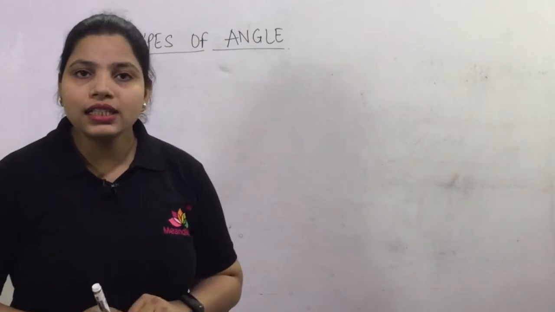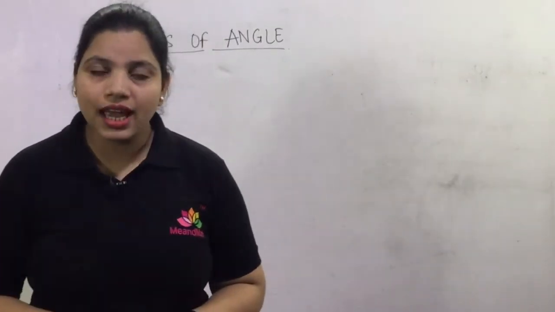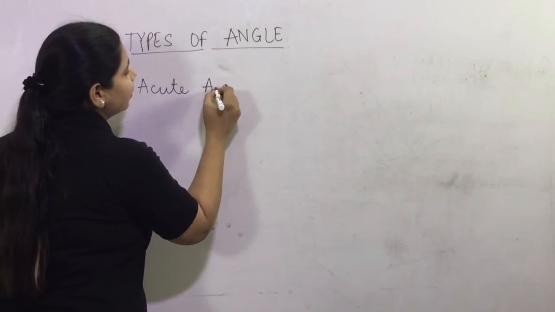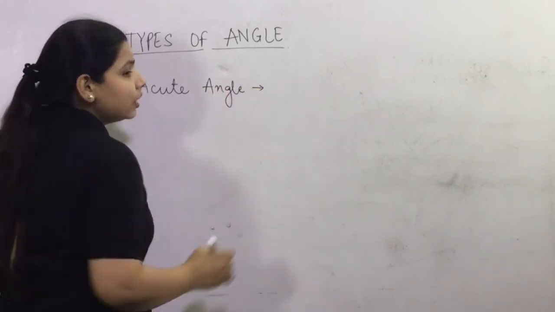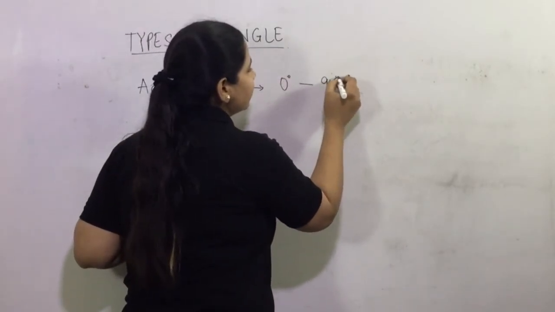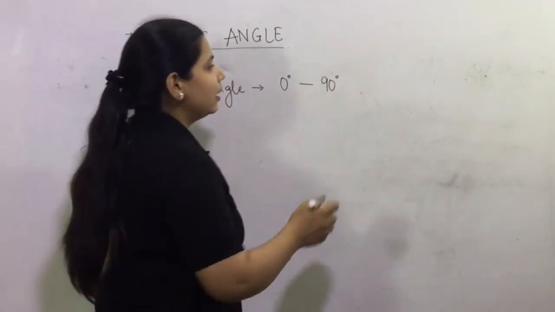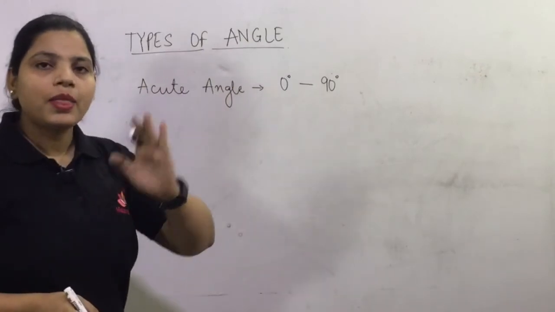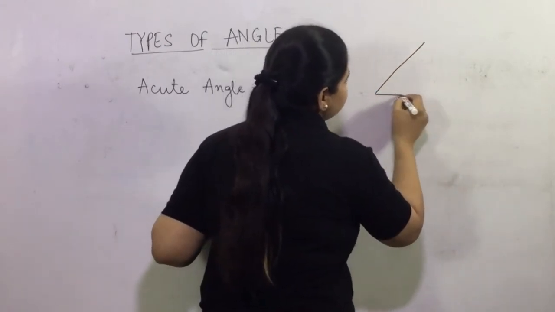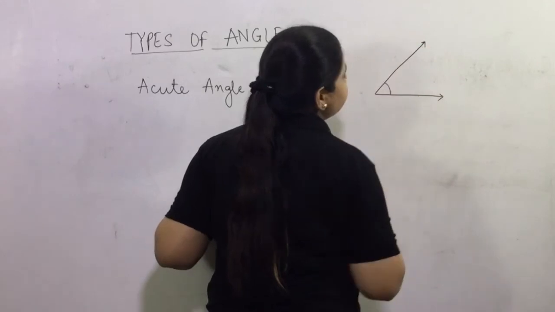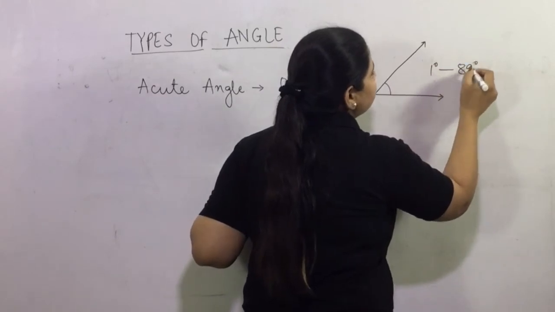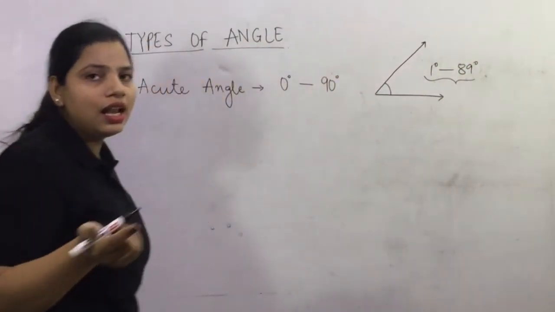Types of angle. Angles according to their measure can be categorized as acute angle. An acute angle's measure lies between 0 degree and 90 degree. That means it is less than 90 degree and greater than 0 degree. The angle forms like this. This is an acute angle. Its measure could be from 1 degree till 89 degree.